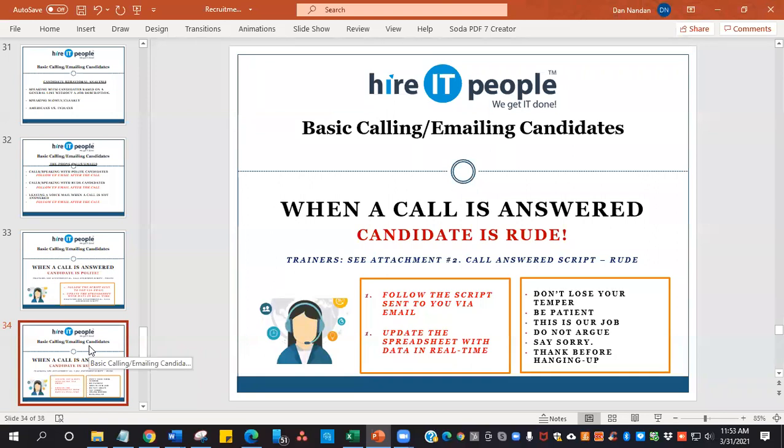Every candidate is different. You talk to 1,000 people, the 1,001st person may be different from all these 1,000 people. So there is nothing like a fixed script. We're not selling soaps here. So you need to be smart. You need to get engaged with them based on the circumstance rather than me giving you a script. But then golden rules, never ever lose your temper.